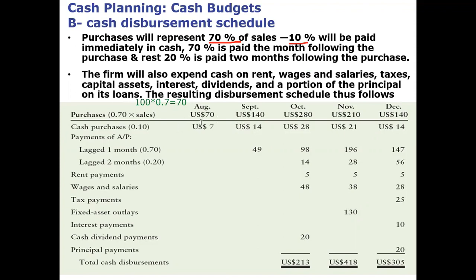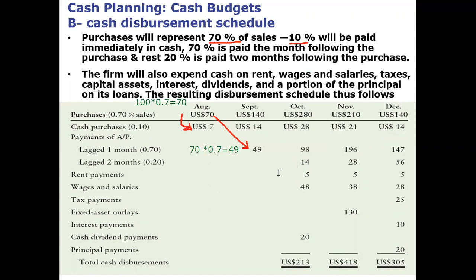How can I pay for these purchases? I'm not paying in cash. In this example, he mentioned that you are going to pay only 10% in the current month. So 10% from the 70, then it is $7. And then after 1 month, I have to take 70% out of the $70. So 1 month later, I have 70 times 0.7, then it will give me the 49.